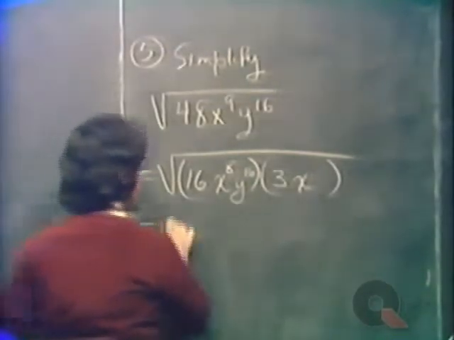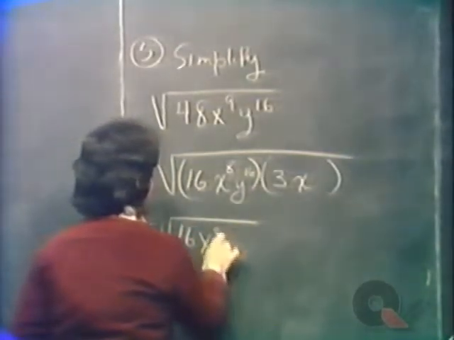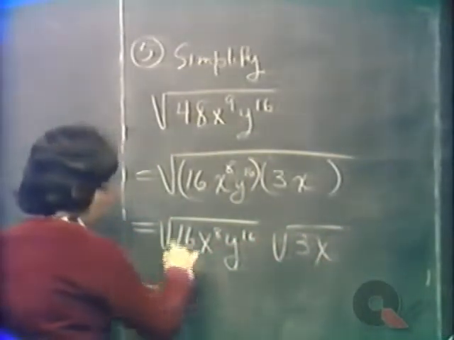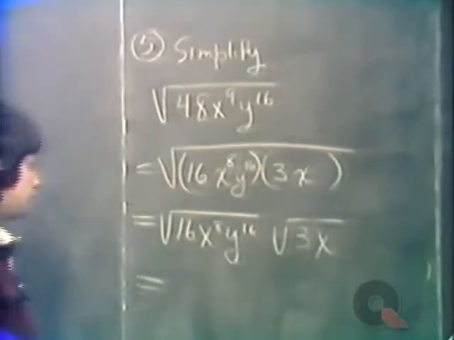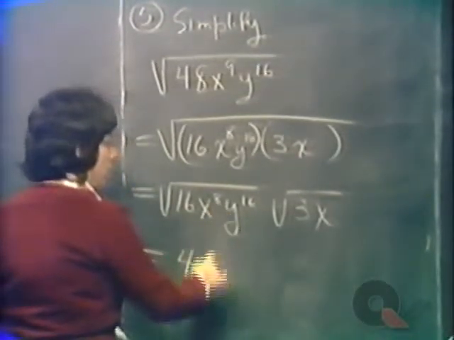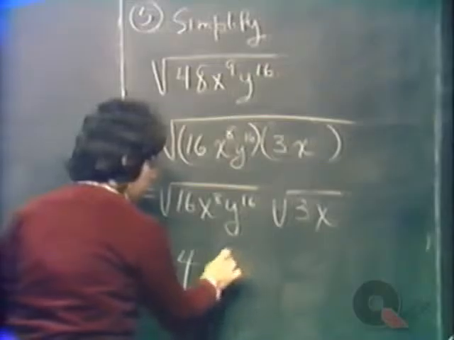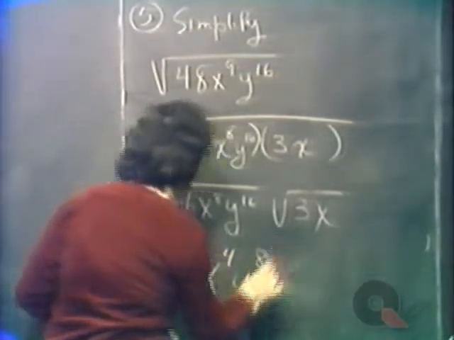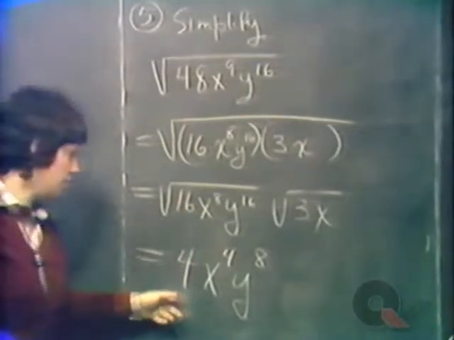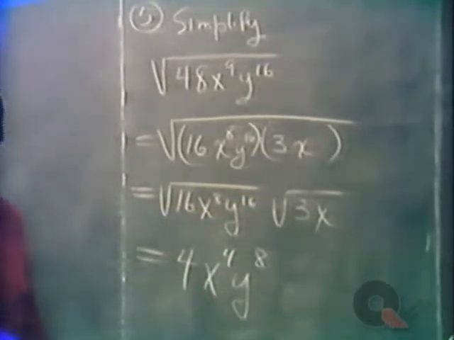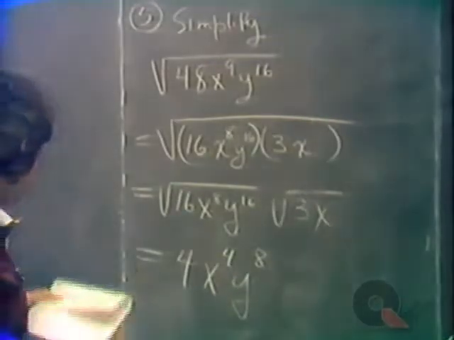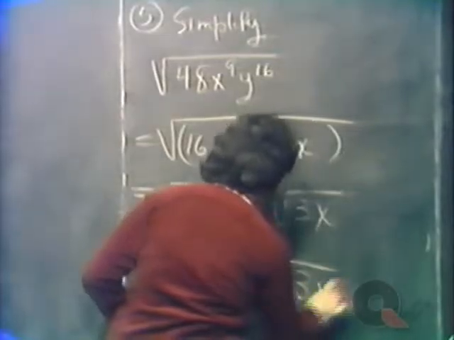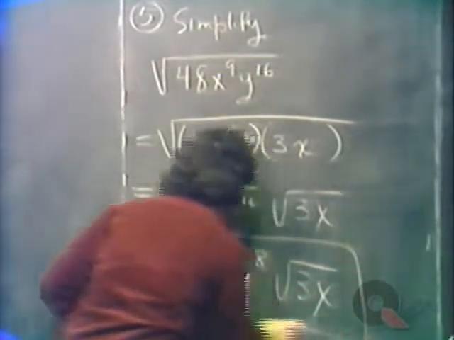We break it up into the square root of 16x to the 8th, y to the 16th, times the square root of 3x. This portion here is a perfect square. The square root of 16 is 4, and the square root of x to the 8th is x to the 4th. The square root of y to the 16th is y to the 8th. Remember, we take the square root of the constant here, but we halve the powers because of the nature of working with exponents. 4x to the 4th, y to the 8th, times the square root of 3x. And we have this now in simplest radical form.